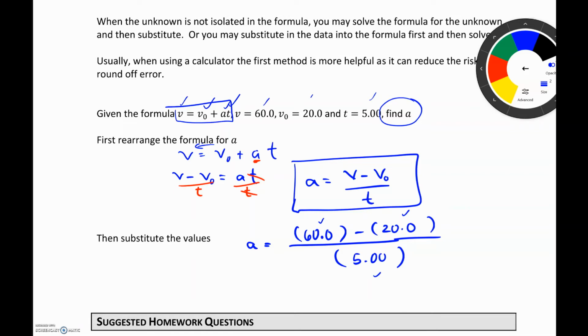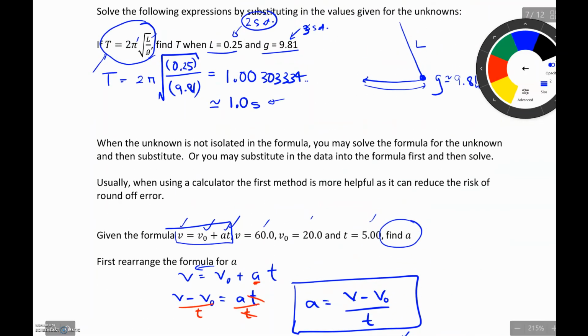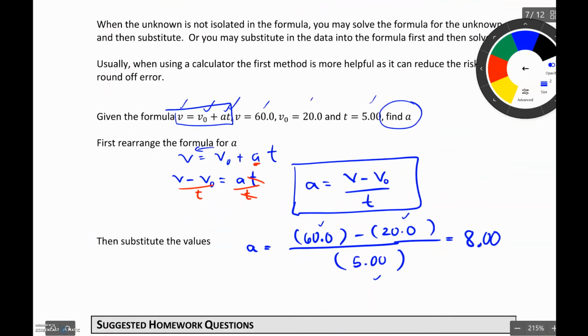Right? If you work this out, you're going to get 8, but I'm suggesting that I need to write my answer as 8.00. Okay? Now, why? Well, if you look back at my explanation in the first case, then you'll see why I rounded to 3 significant digits.